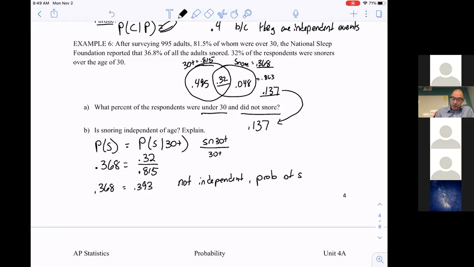The probability of snoring increases if over 30, or, yeah, in the 30 plus age group. Probably ought to go with how my variables are defined. So, all right, I'm going to turn the recording off.